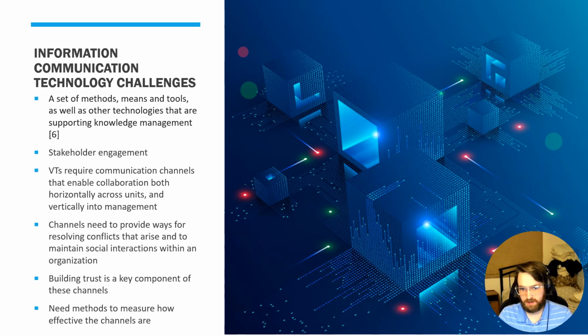the stakeholder engagement. Virtual teams require communication channels for collaboration, both horizontally and vertically. These channels need to provide ways for staff and project managers to resolve conflicts that arise as a result of doing the work, the project tasks, and to maintain the social interactions within an organization, sometimes even outside of the project tasks, like just socializing.